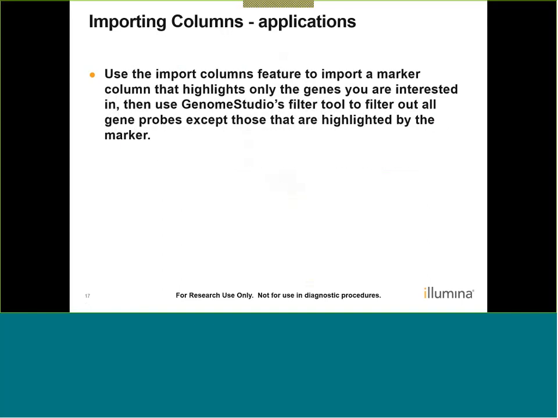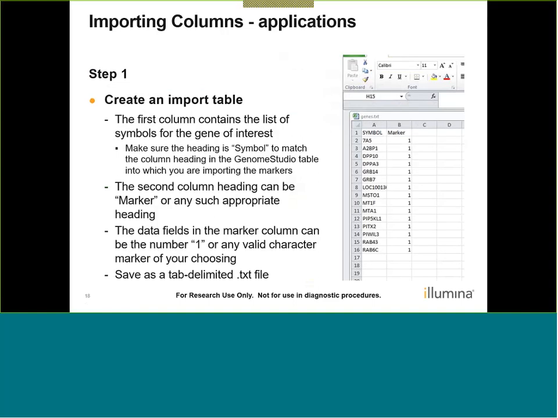You can use the import columns function to import a marker column that highlights only the genes you're interested in, and then use the GenomeStudio filter tool to filter out all the probes except those that are highlighted by the markers. So how do we do that? We'll create an import table. In this case, we're not looking at 2,000. I've only put a handful of genes that we're interested in.